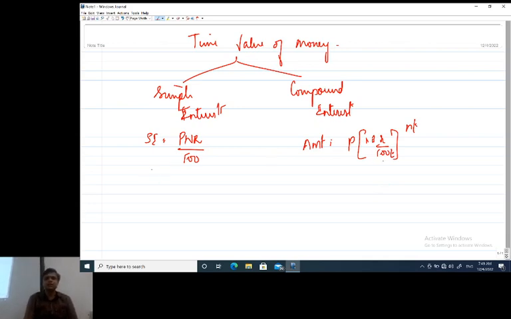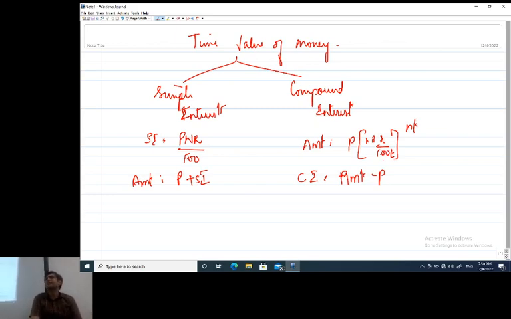Now, in simple interest, the amount is obtained by adding the principal plus simple interest, whereas here the interest is obtained by subtracting the principal from the amount. Okay? Amount minus principal is compound interest, whereas for amount it is principal plus simple interest. It goes on the reverse of each other.